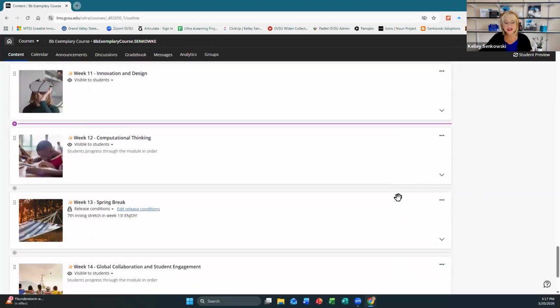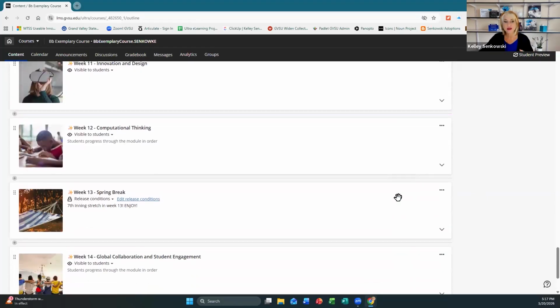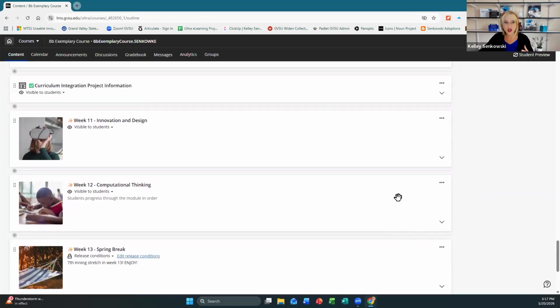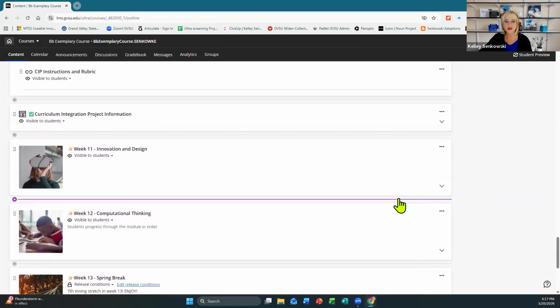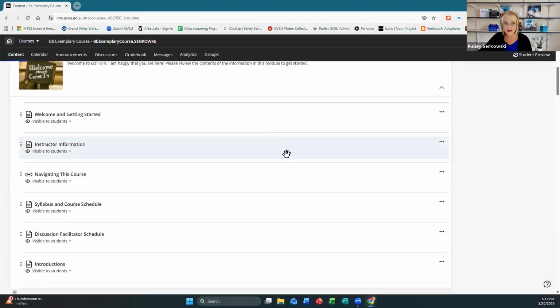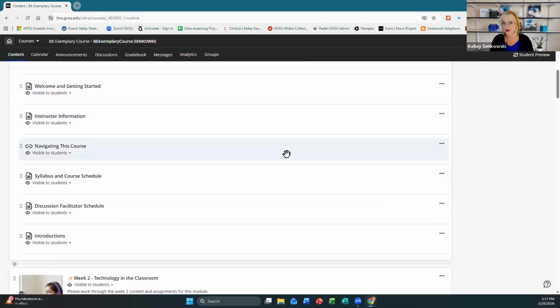The format is consistent, so each module is laid out the same. And again, they all start out the same with the learning objectives and the assessments that they're going to do, those kinds of things. I have a navigation video, my syllabus, my course schedule, all the information they need at their fingertips to get started and get rolling on the course.